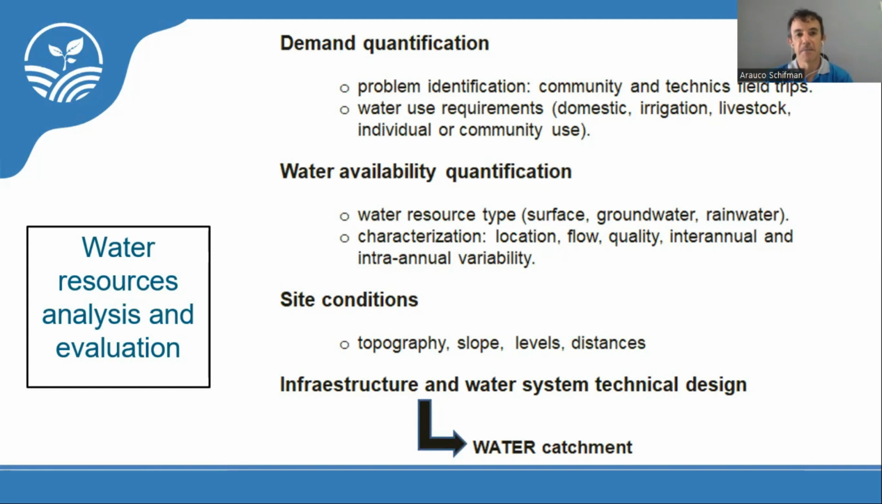So when we have the demand quantification, we can do a quantification of the water availability of that place. The water resource type, if it's surface water, groundwater, or rainwater, and the characterization, the location, the flow, the quality, the interannual and the intra-annual variability of the precipitations. Then we need to know the site conditions, the topography, the slopes, levels, distances, and with all that information, we can do an infrastructure and water system technical design. All of this will allow us to do a water catchment system.